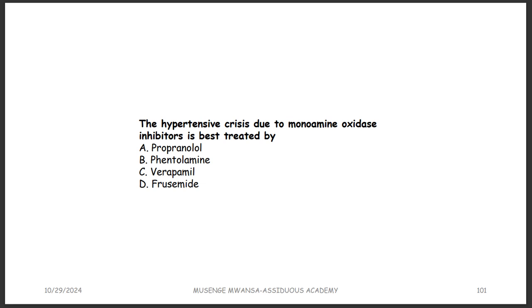Anyone? What is the antidote to the hypertensive crisis due to monoamine oxidase inhibitors? Okay, so there is this drug here, phentolamine. It's also known as Regitine. It's going to be used as a first line when someone has got toxicity of the semi hypertensive crisis.